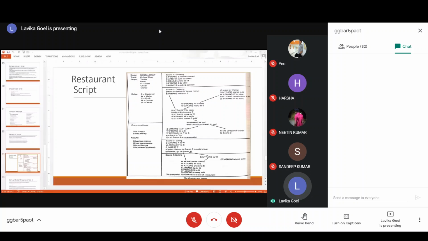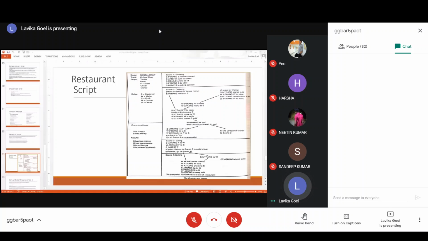So till now we have identified the script name, the track, the props in the script, the roles in the script, then the entry conditions. What will be the entry conditions for the restaurant script to get activated? The customer should be hungry. S is your customer, so S is hungry, and S has money. These are the two prerequisites for activating that script. So these form the entry conditions of our script.